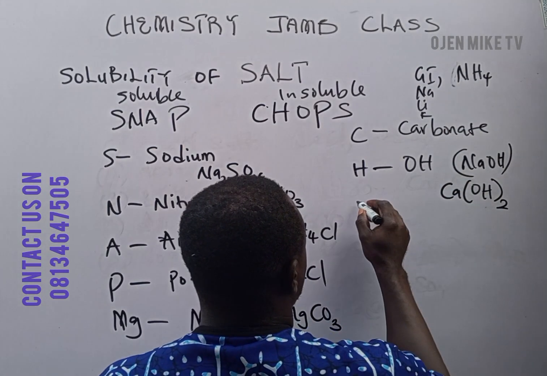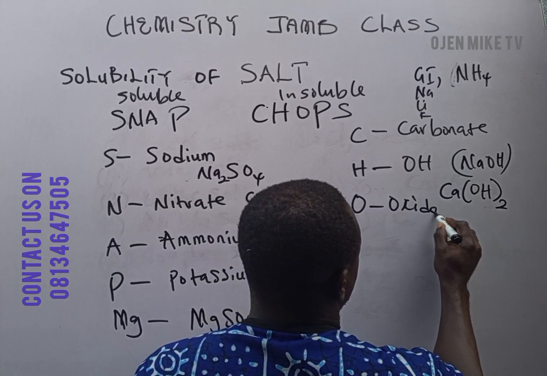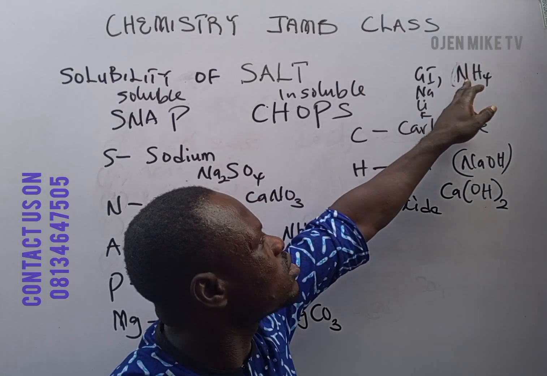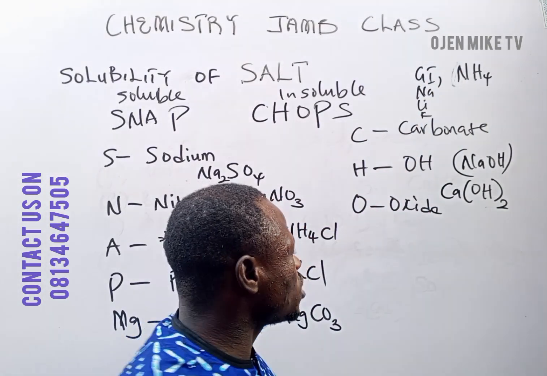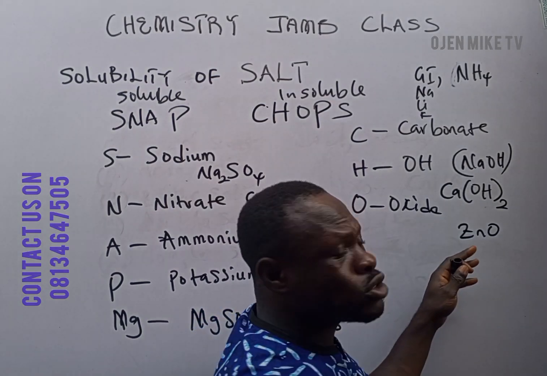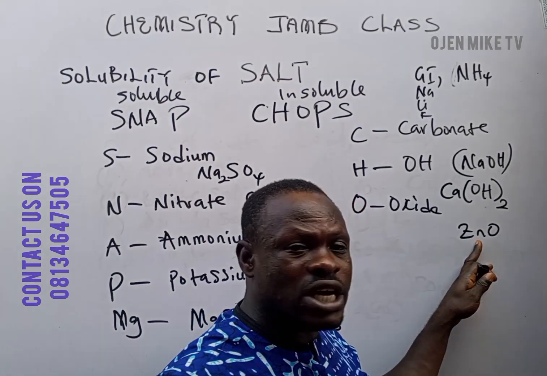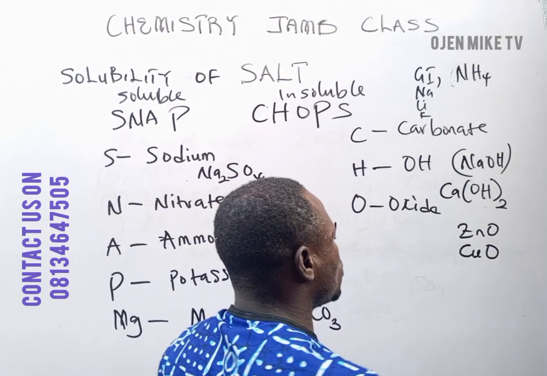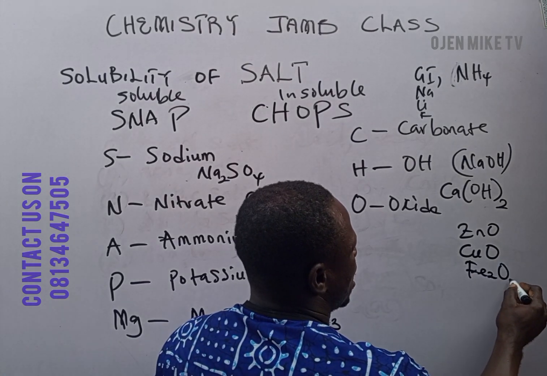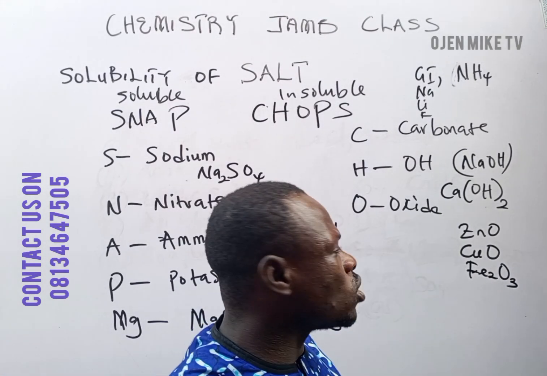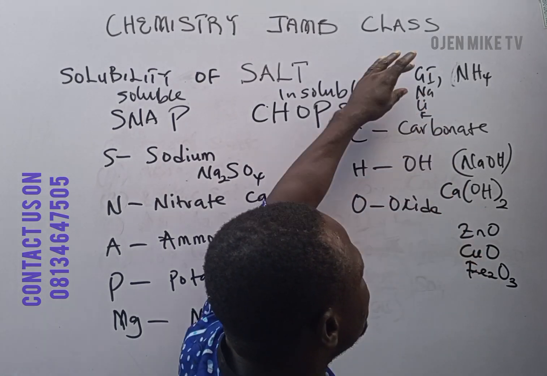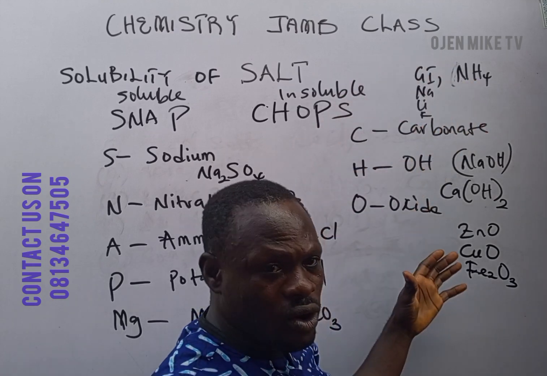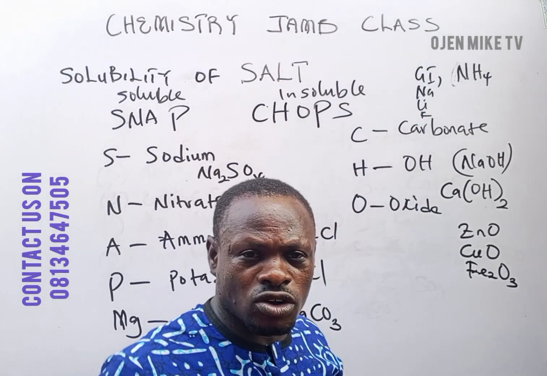Let's go to the next one: oxide. All oxides, with the exception of group 1 and ammonium, are insoluble. For instance, zinc oxide, more especially for the transition metals, is an insoluble salt. Copper oxide is an insoluble salt. Iron oxide is also insoluble. Any oxide of group 1 and ammonium is soluble. Apart from that, the rest are not soluble.